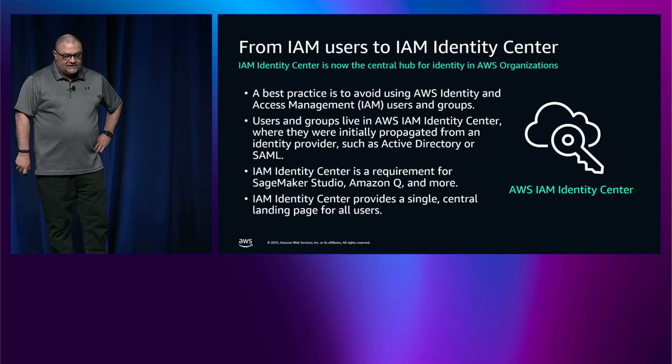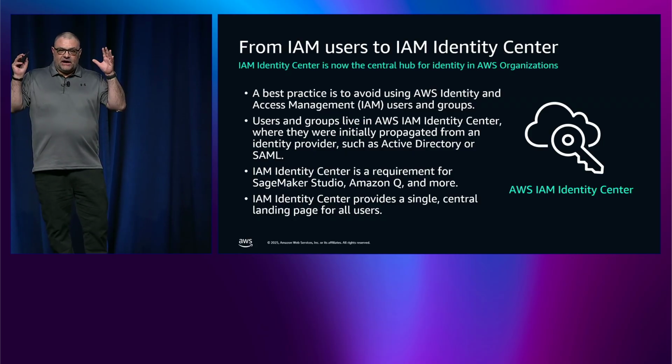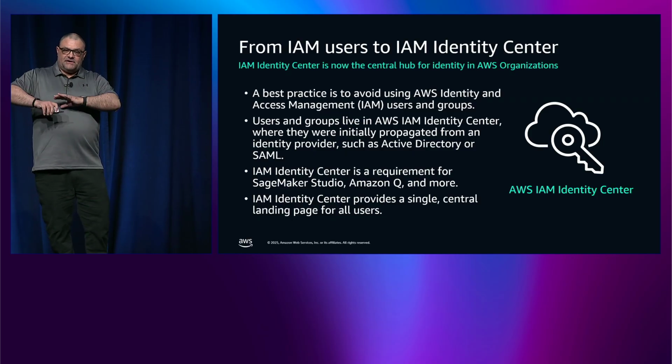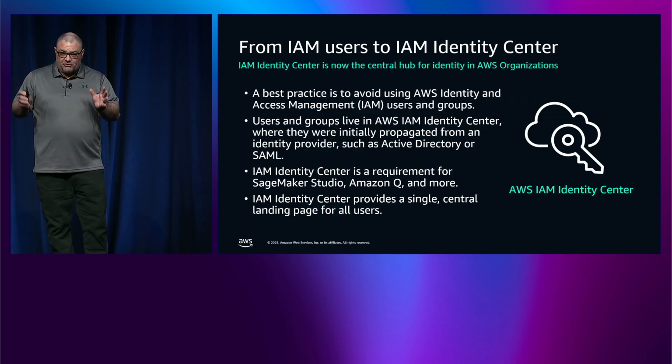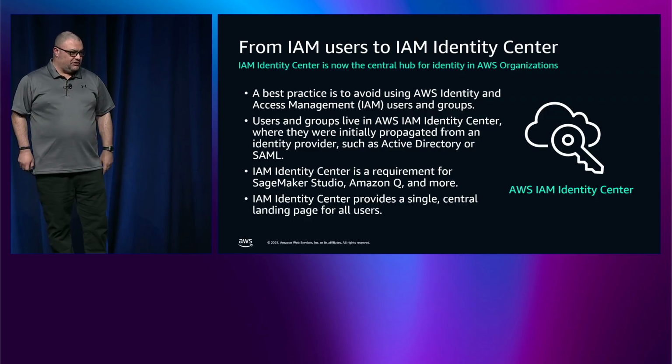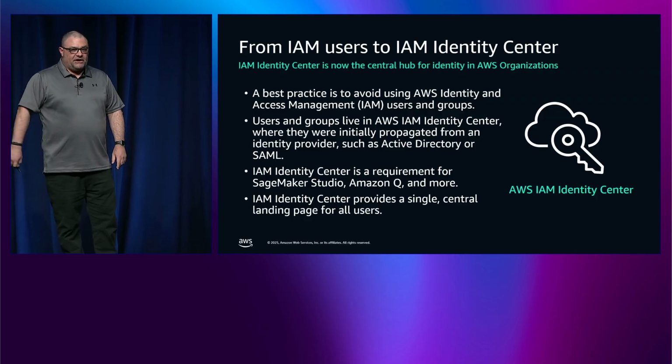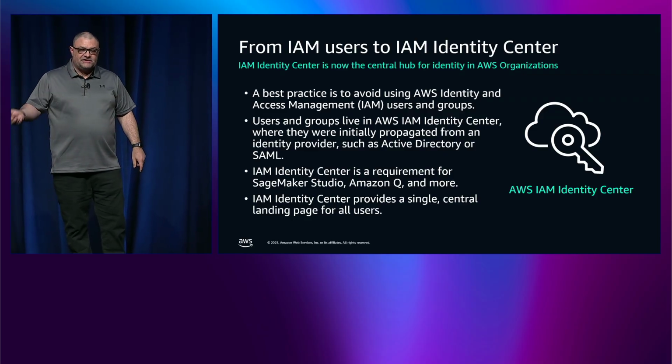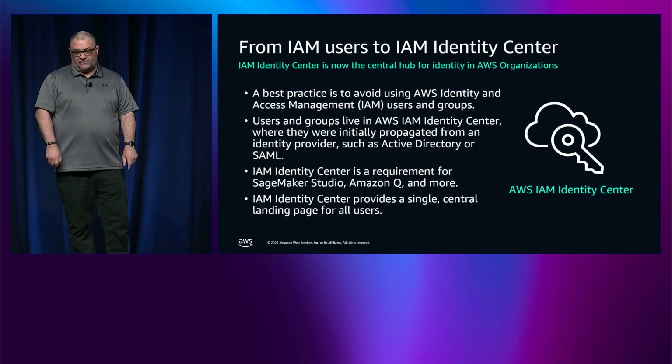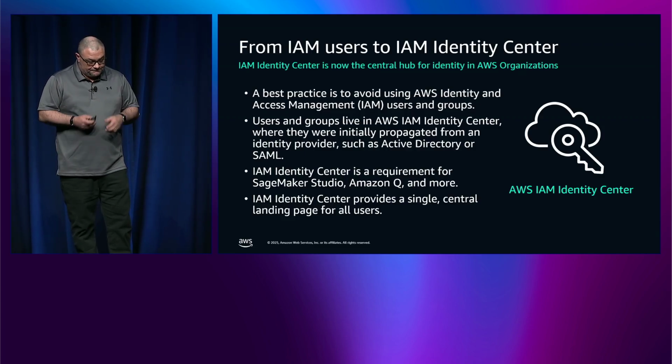What we do with Identity Center is we say Identity Center is going to be the centralized service that we use in AWS to bring all of these accounts and all of these identities and all of these roles and everything together under one roof. And that is what I'm going to demonstrate for you as well, how you can use that with SageMaker Unified Studio.